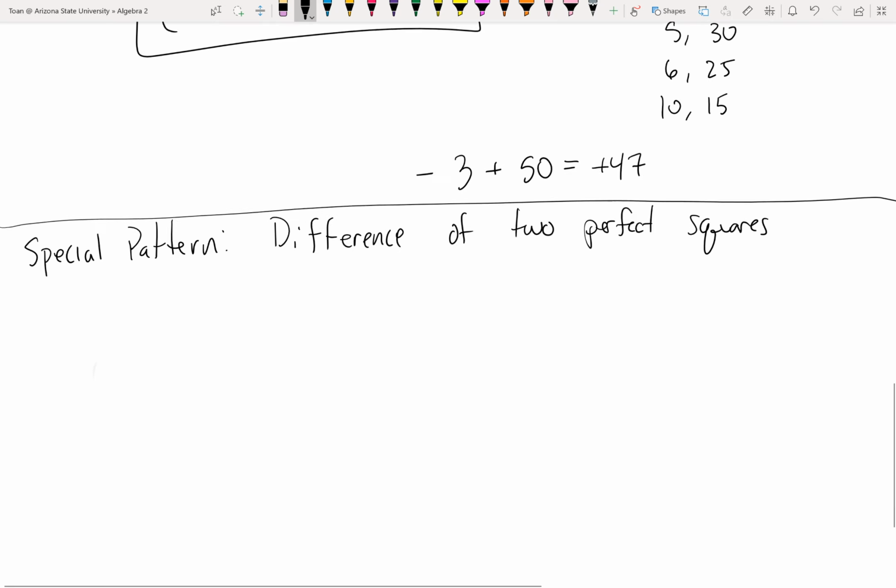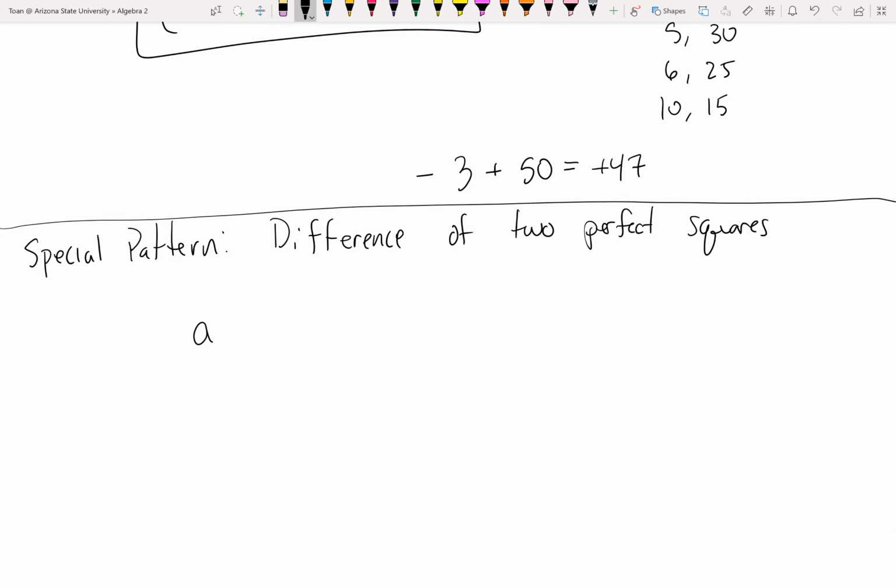The special factoring pattern says, if you have two pieces and they're perfect squares, a squared minus b squared, you can always factorize them instantly without a lot of thinking into a minus b, a plus b. Now, what is a squared? What is a, b? This is so confusing. You just have to remember the relationship.